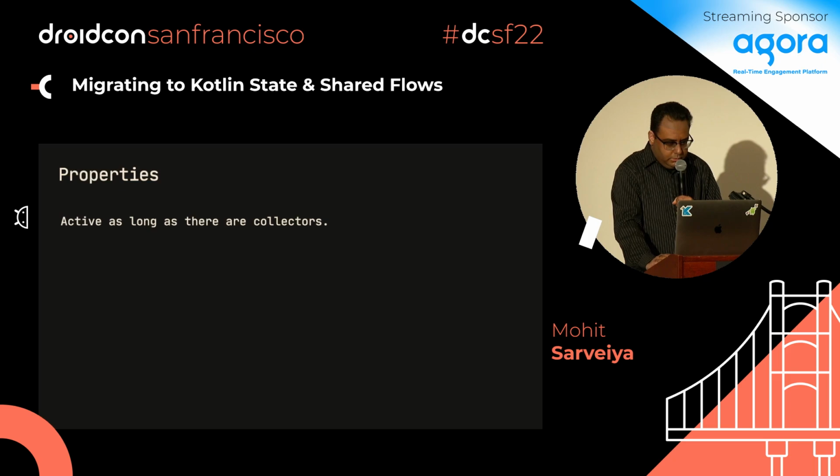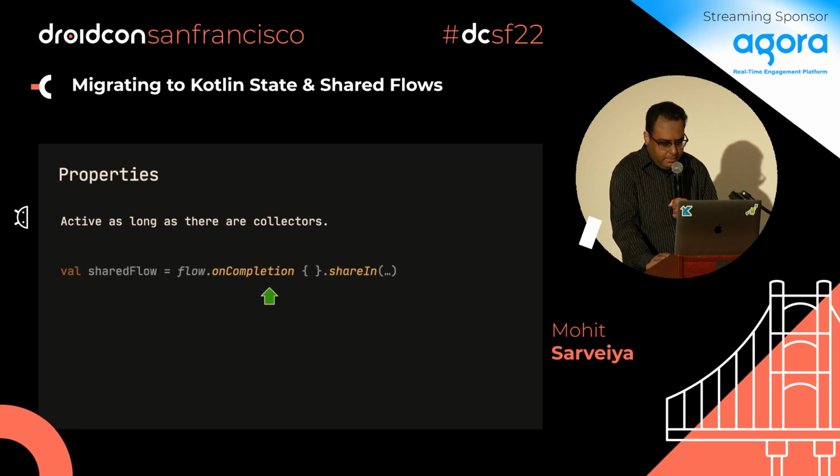The other thing is that it's only active as long as there are subscribers. So for example, suppose you had a shared flow like this, and I'm intercepting the onCompletion method here.